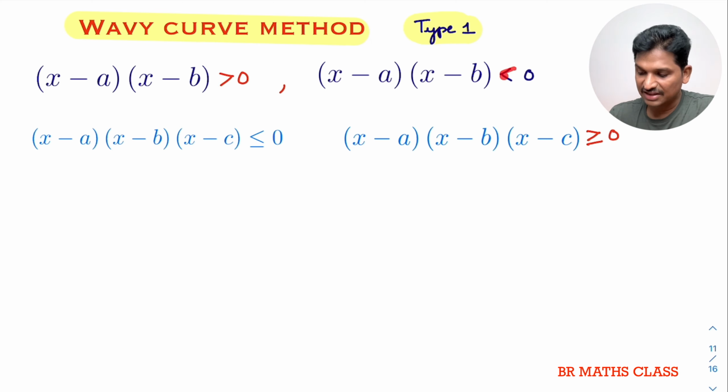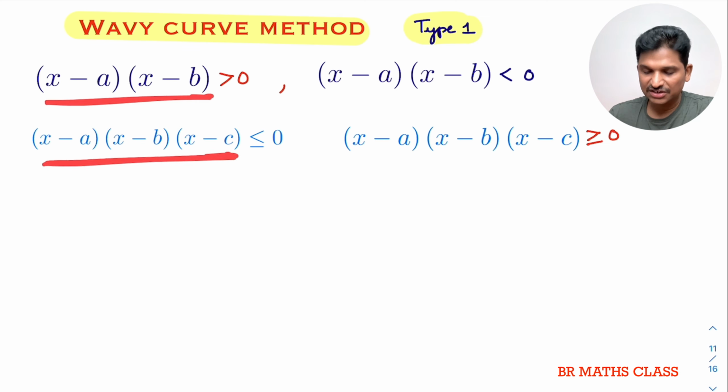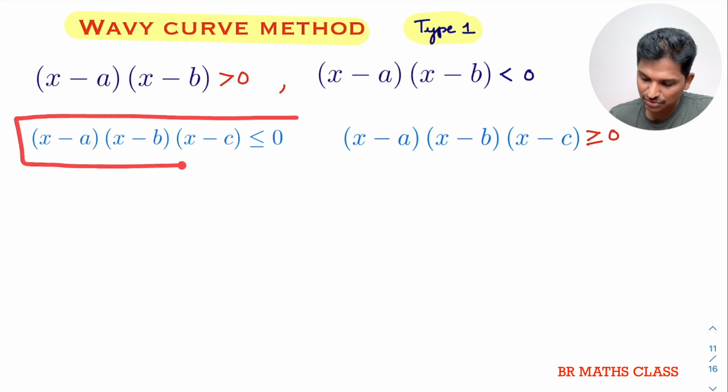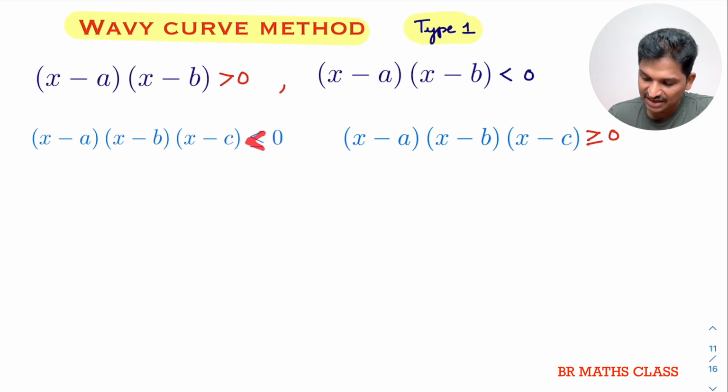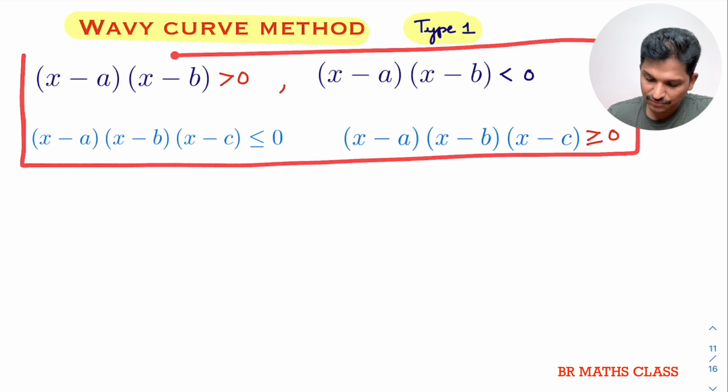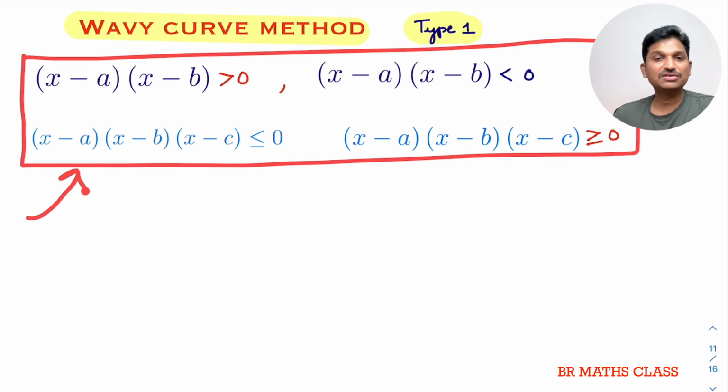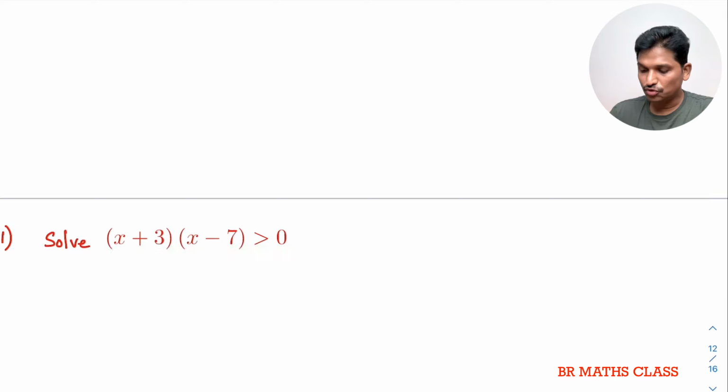Here you see, less than 0 is there. Not only less than, less than or equal to is also okay. This can be extended. For example, here the product of 3 functions is there: x minus a into x minus b into x minus c. If they ask to solve for the x values which satisfy this inequality, then we can use the wavy curve method. Here less than or equal to or strictly less than, the procedure is the same. So the first type is this: if given linear inequalities of this type, how do we solve? With the help of the wavy curve method. Right, we'll move to problems.